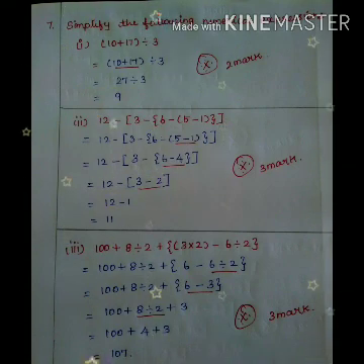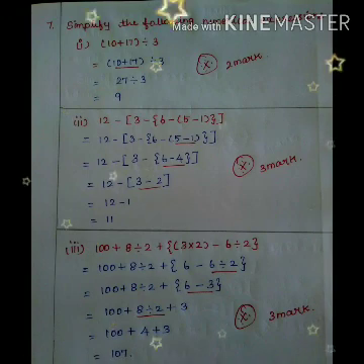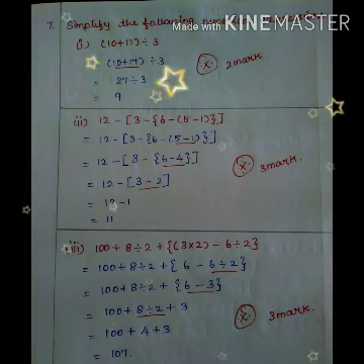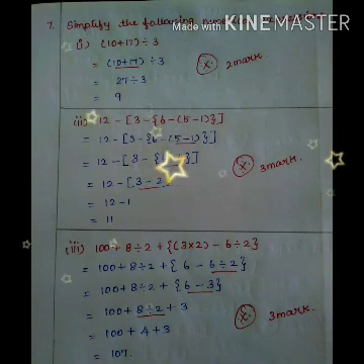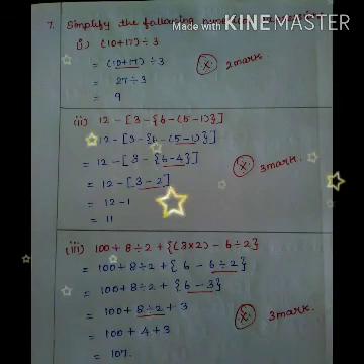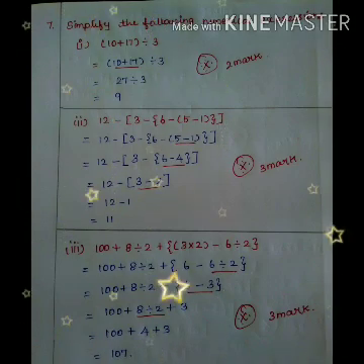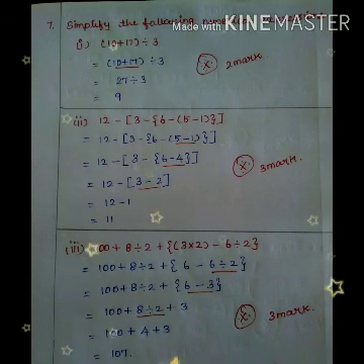In that sum they have many brackets, so first you want to see the innermost bracket only. Here the innermost bracket is 5 minus 1. First you want to complete that. Next you complete 6 minus 4. Next 3 minus 2. And then last we do the normal subtraction only.